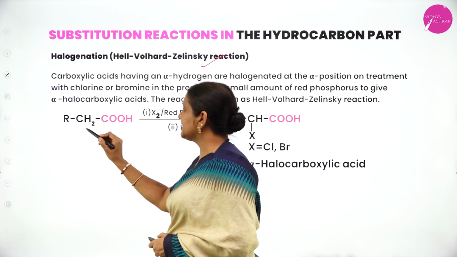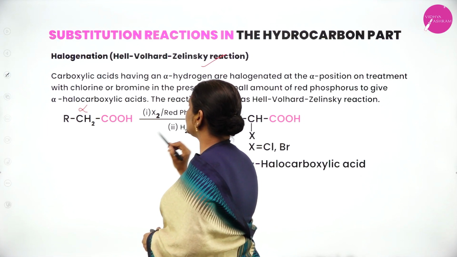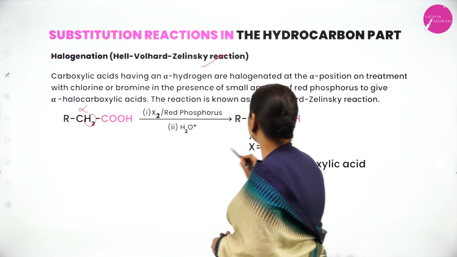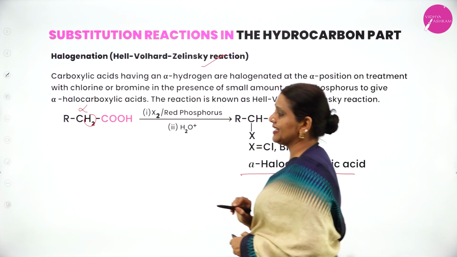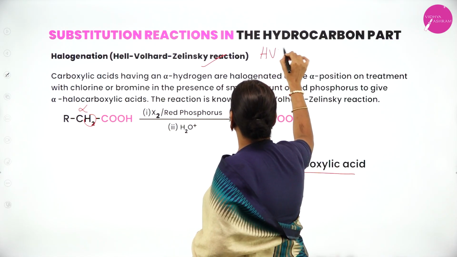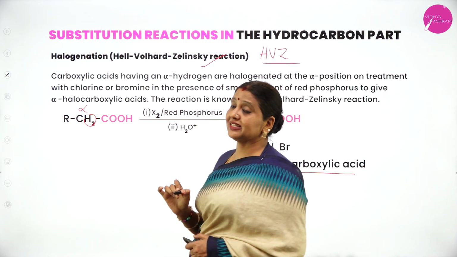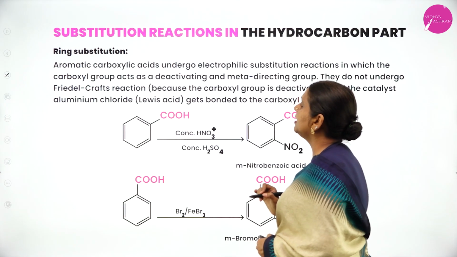Next, Hell-Volhard-Zelinsky reaction. Here carboxylic acid having alpha hydrogen is treated with halogen and red phosphorus. One of the hydrogens is replaced by halogen and it will form alpha halocarboxylic acid. Therefore, HVZ reaction is the characteristic reaction of carboxylic acid which contains alpha hydrogen.